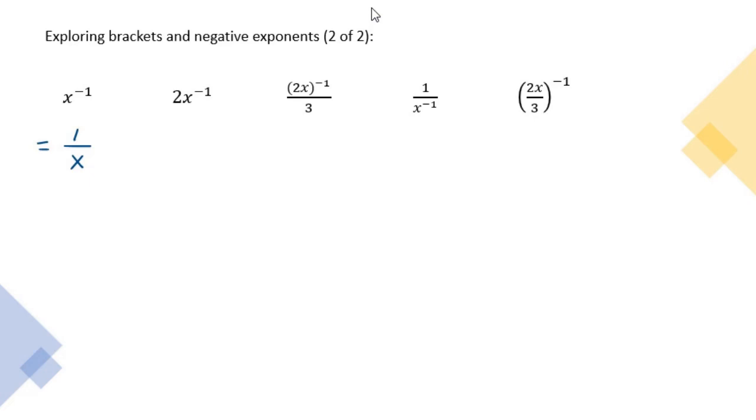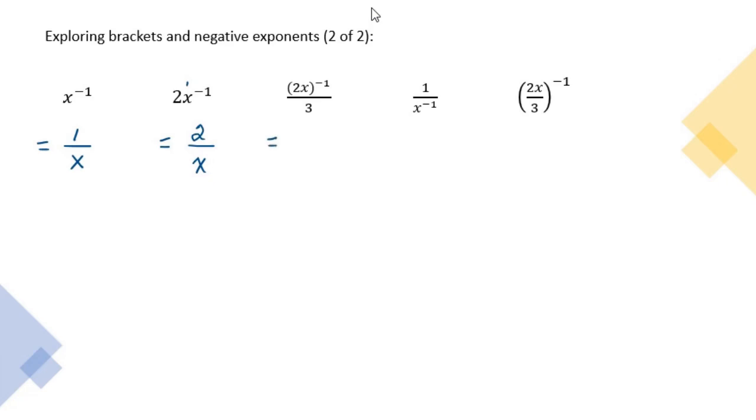The second example is very similar, except again, it's only the x that's raised to the power of negative 1, and we saw a similar example on the previous slide. The coefficient, the 2, think of it as being simply raised to the power of 1. So the 2 will stay in the numerator, and the x will move to the denominator.